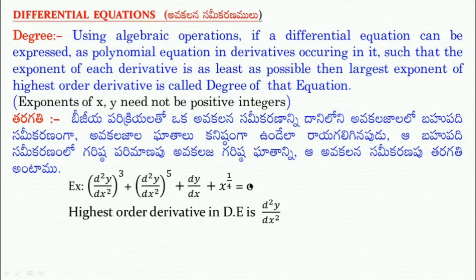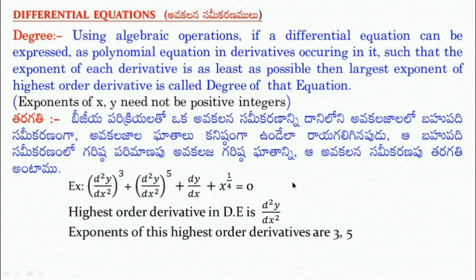Now what is the degree of the equation? It is the largest exponent of the highest order derivative. This is the highest order derivative. What are its exponents in this equation? For d²y/dx² we have exponent 3, and for the same highest order derivative we have exponent 5. Between 3 and 5, which is the largest? 5 is the largest. So the degree of the differential equation is 5.